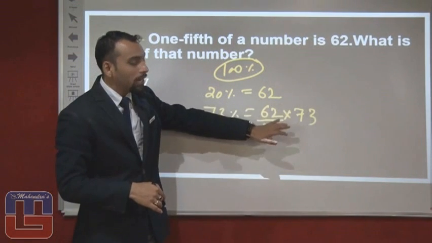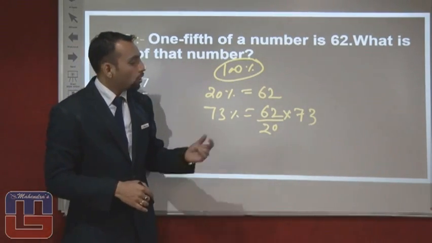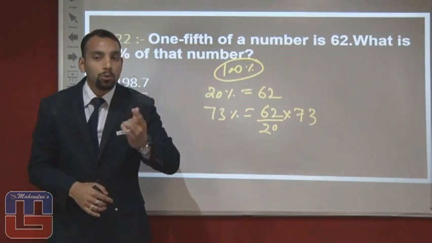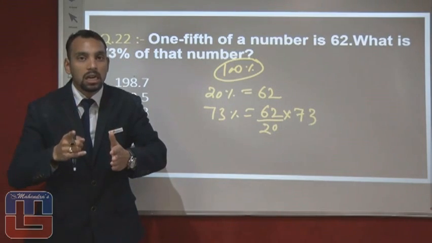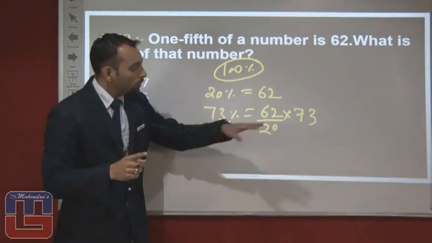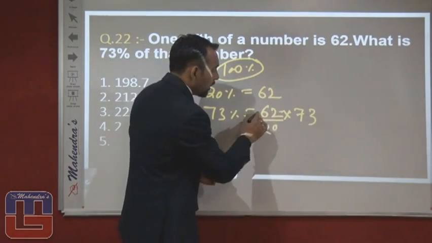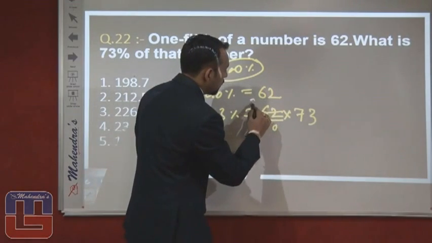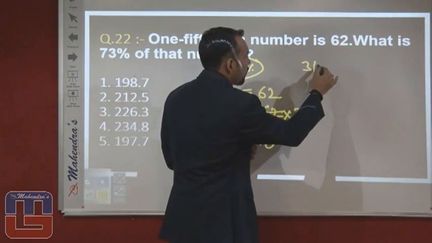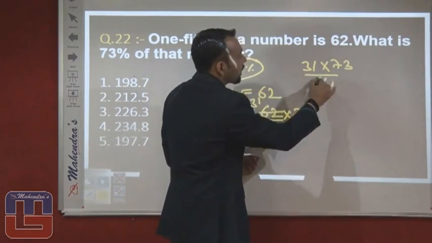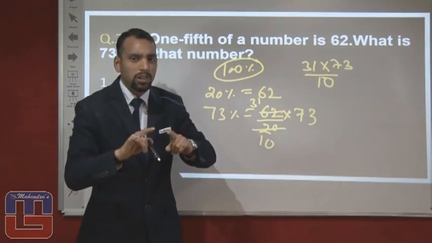Now how will we calculate this multiplication? If you go by the regular method, you multiply 62 into 73, then divide by 20, and you will get the answer. But it will take time. How will we solve this question by using the options? Now see, 62 by 20, we can write this as 31 by 10. So this is 31 into 73 by 10. If you divide by 10, the decimal point will be there.